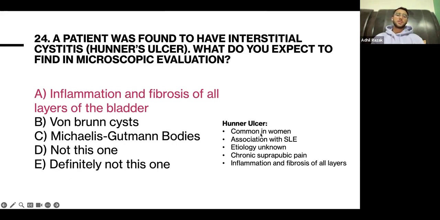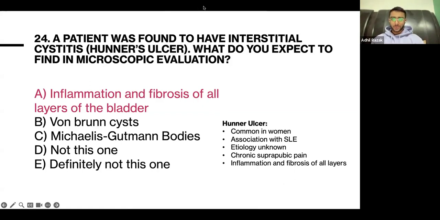So Hunner ulcer is common in women. It is associated with SLE. The etiology is not very well known, and there is chronic suprapubic pain also noticed in these patients. Interstitial cystitis, you think of Hunner's ulcer, and it's inflammation and fibrosis of all layers of the bladder, every layer of the bladder.